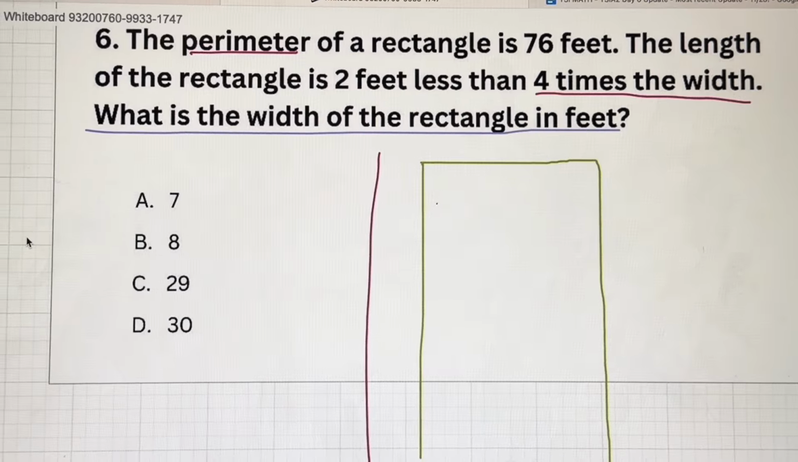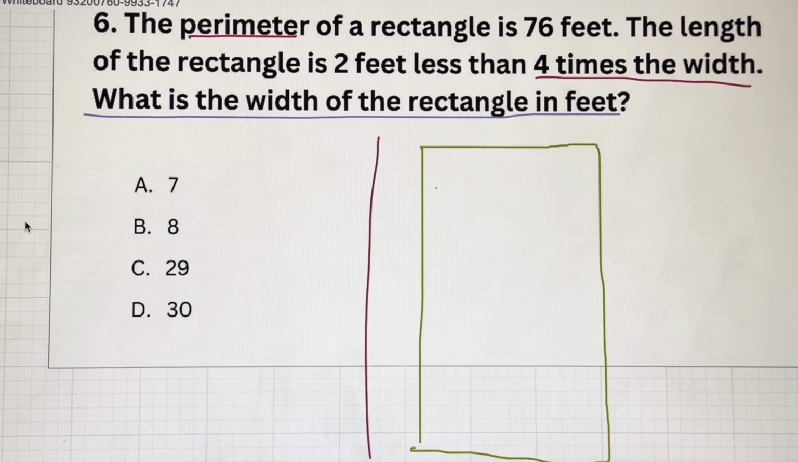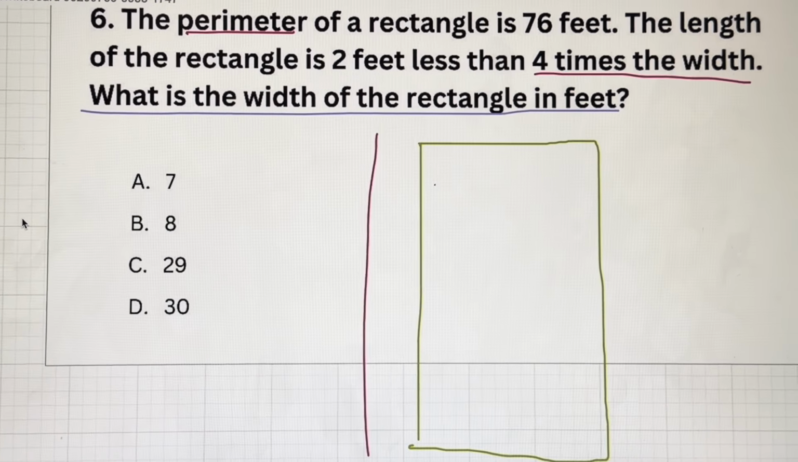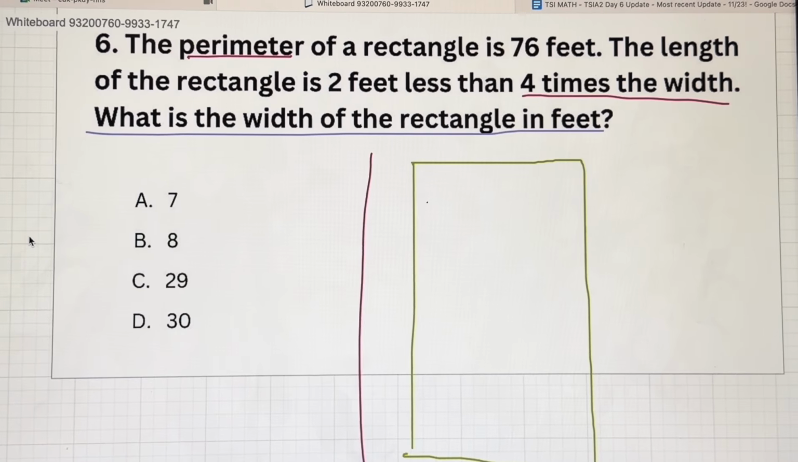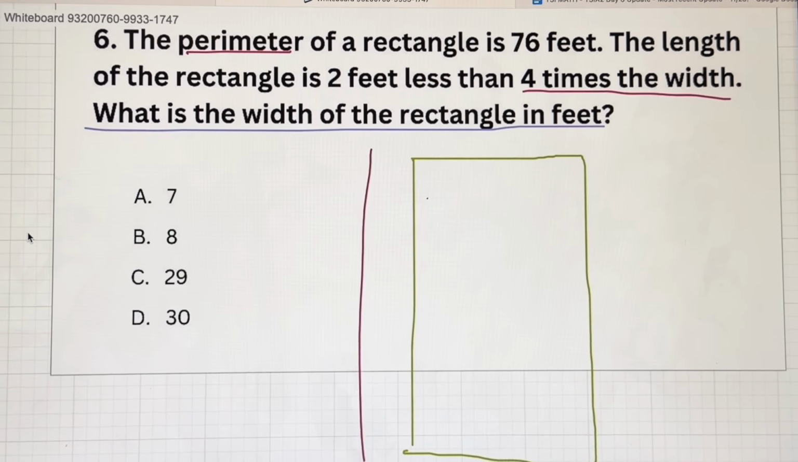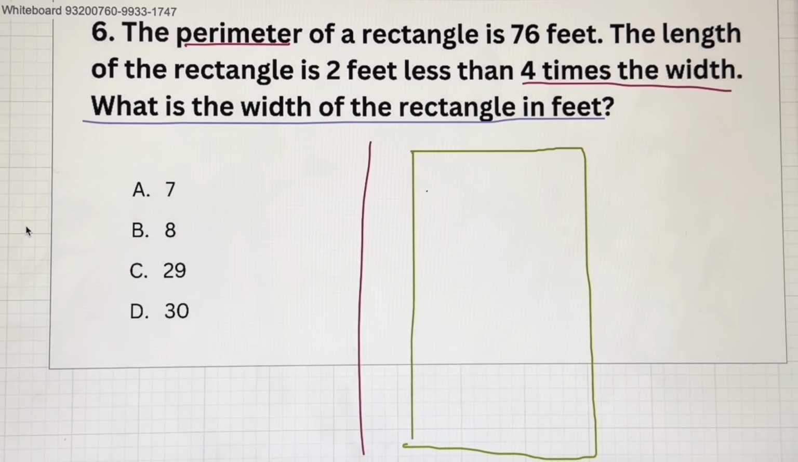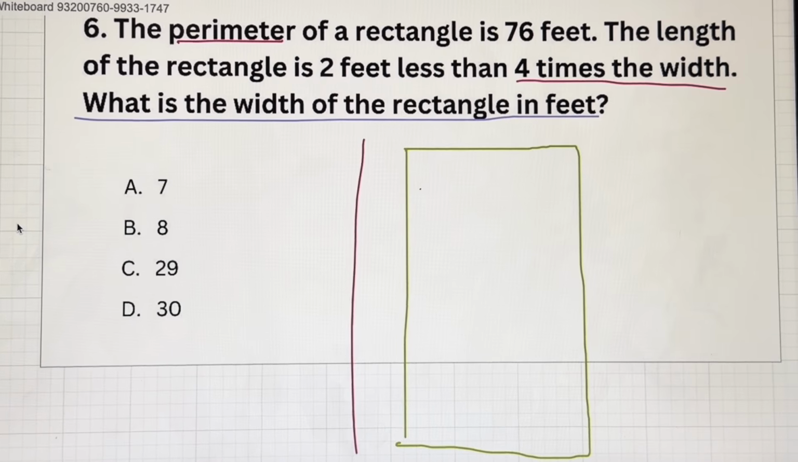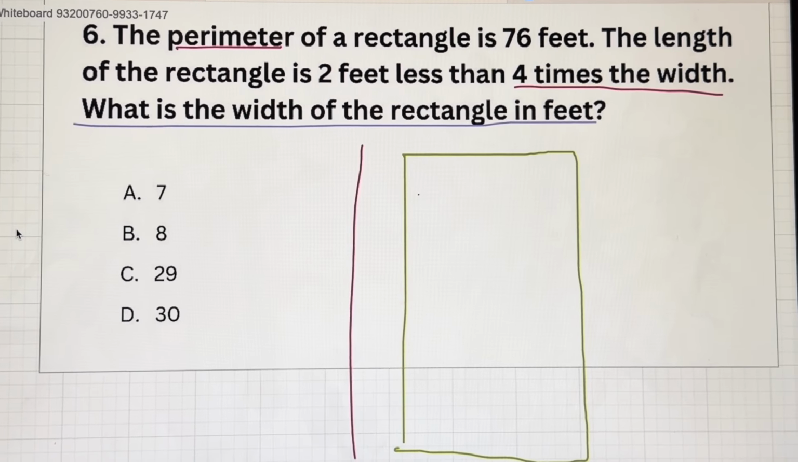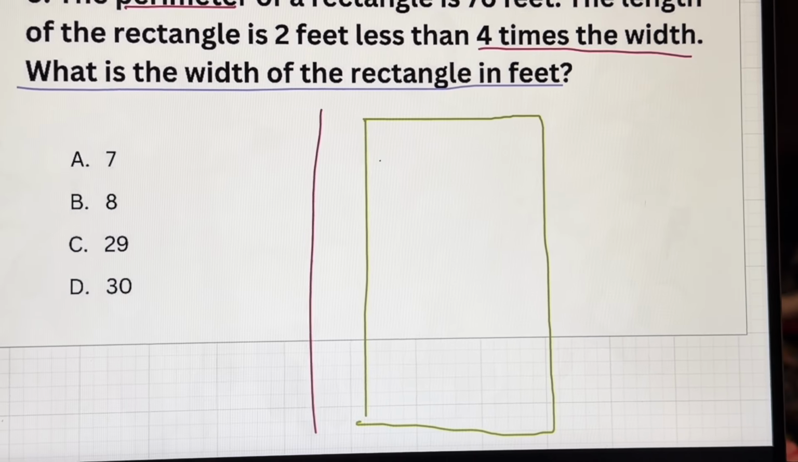So your best bet on this question, you could set up an equation, but it's really annoying. I think we'd be doing x squared, and you'd have to do some factoring, and it's a big pain. A much easier path on this question is to test the answer choices. Test the answer choices.